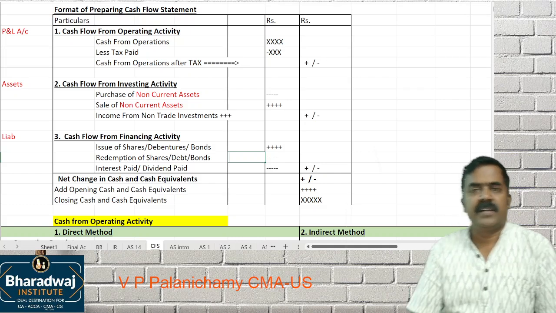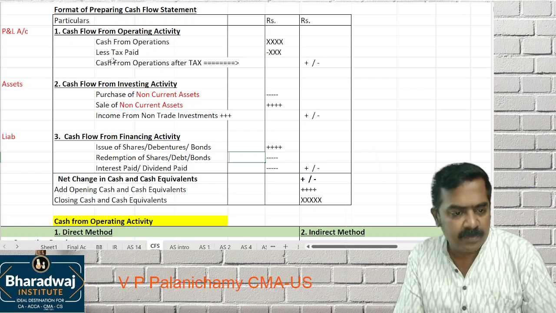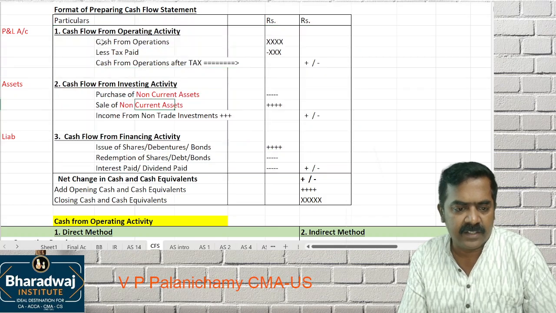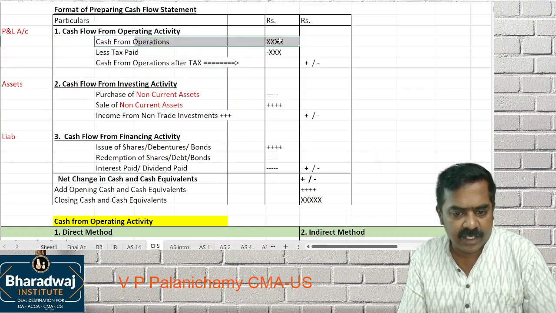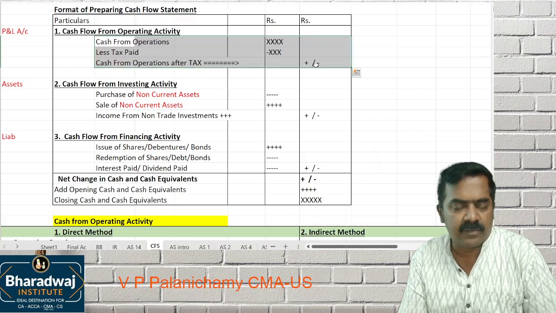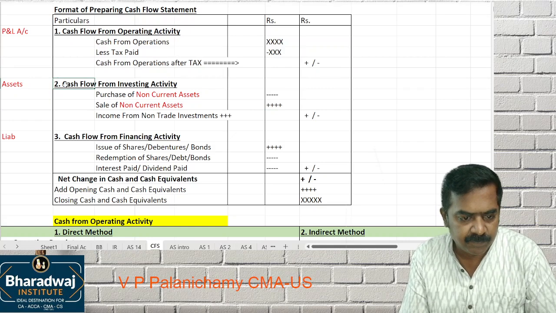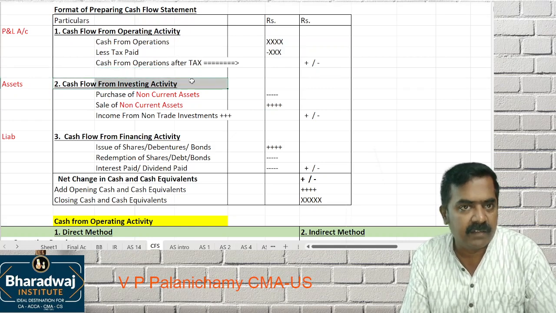We'll begin revising which one? Cash flow statement. Before we start, the cash flow statement we classify into three activities. What are the three activities? Cash from which activity? Operating activity. Cash from operation minus tax paid will give us what? Cash from operation after taxes we get. Then we work out cash from which activity?